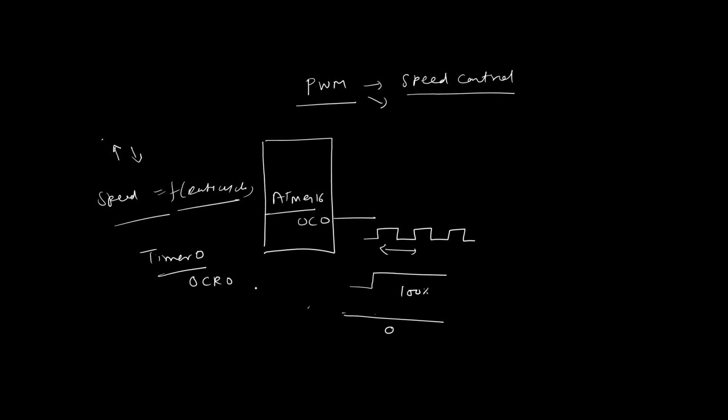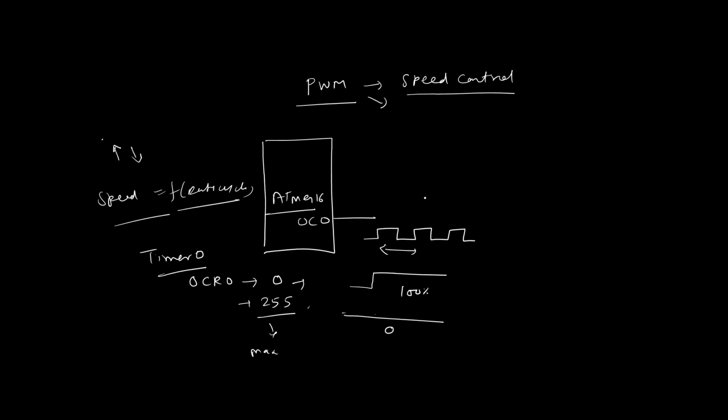For timer 0 of the ATmega16 microcontroller, we can change the duty cycle by configuring the OCR0 register. The minimum value will be 0. In this case, we'll get a constant low signal, and the maximum value will be 255. Corresponding to this value, we'll get the maximum speed, and the speed will be 0, or we can say the minimum speed.